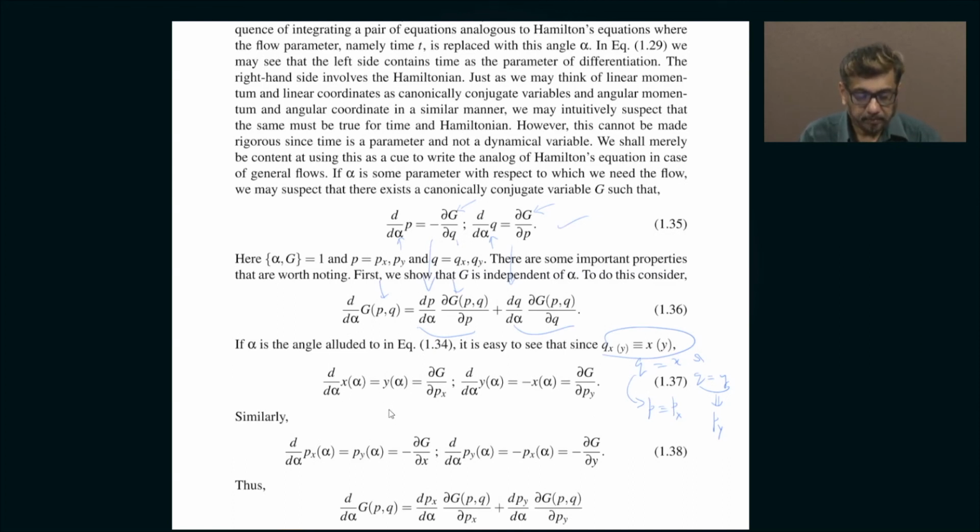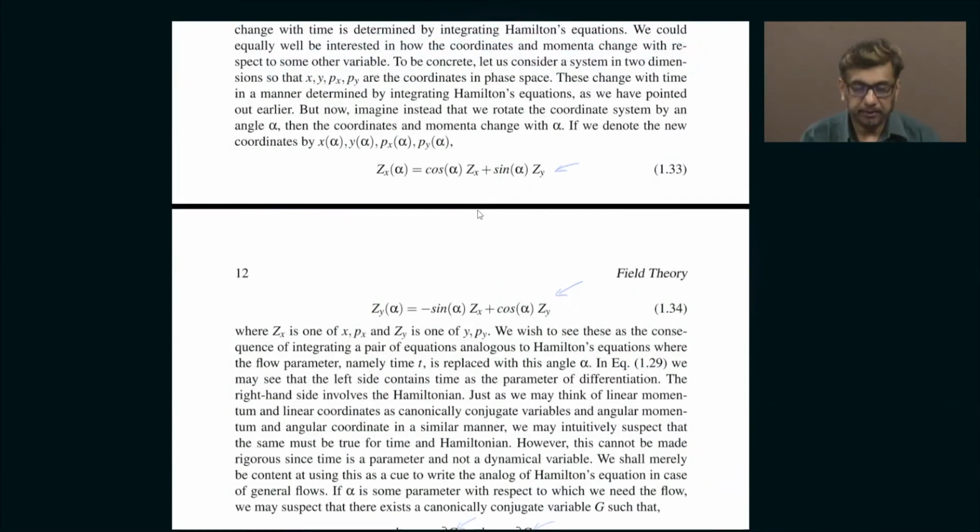Bottom line is that suppose I select my Q to be x, then I know that the rate of change of x with respect to alpha is y. Why is that? Because it is actually a rotation, you see. So this is my x of alpha, and this is my x and y. So if I do d by d alpha of x, what I am going to get is minus sine alpha x plus cos alpha y, which is nothing but this one.